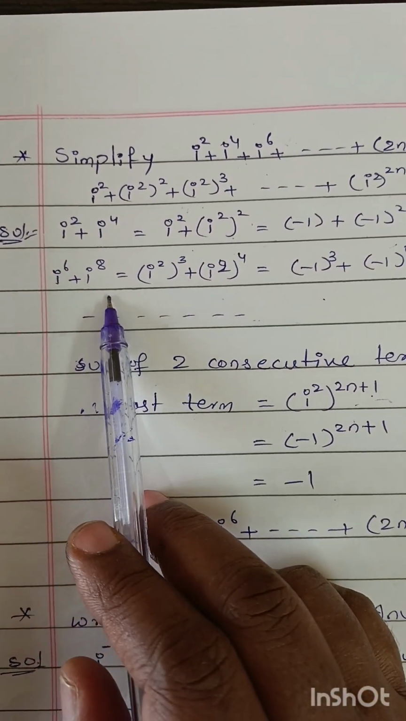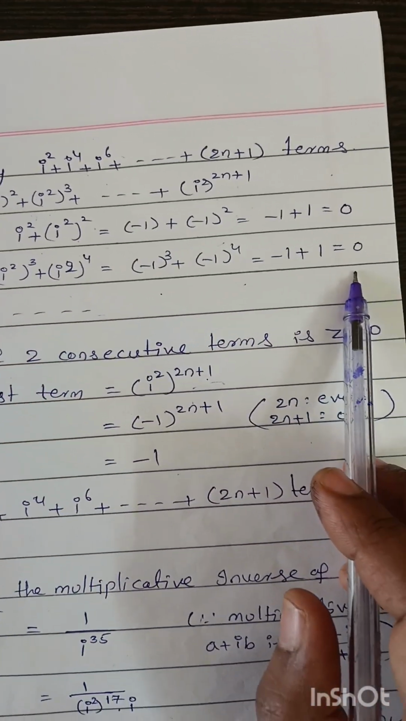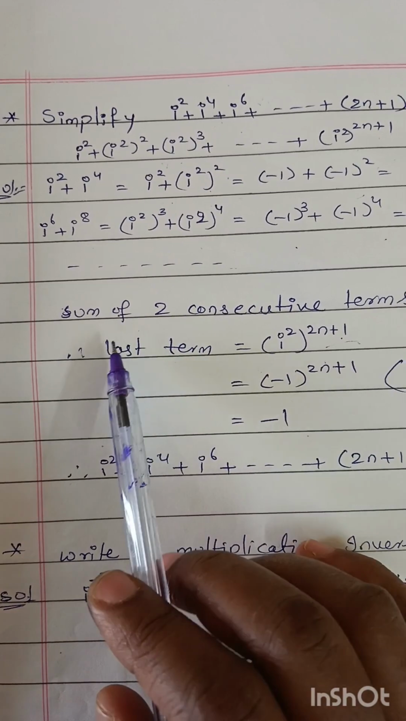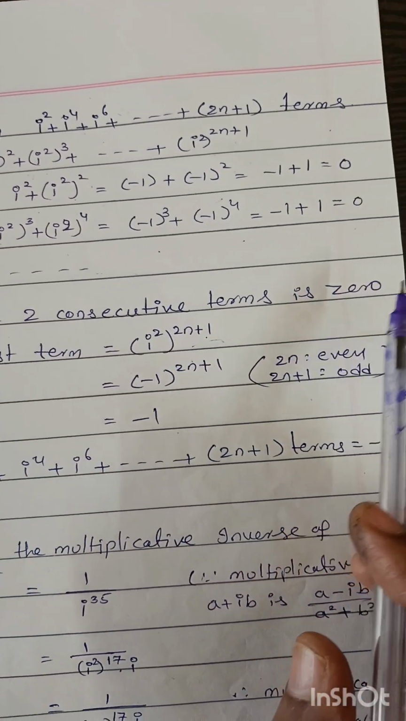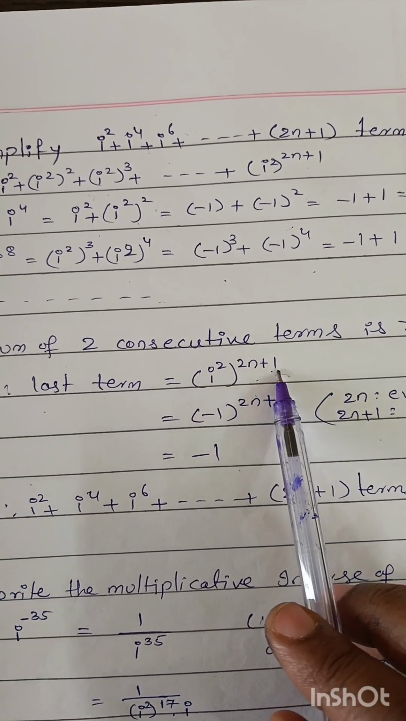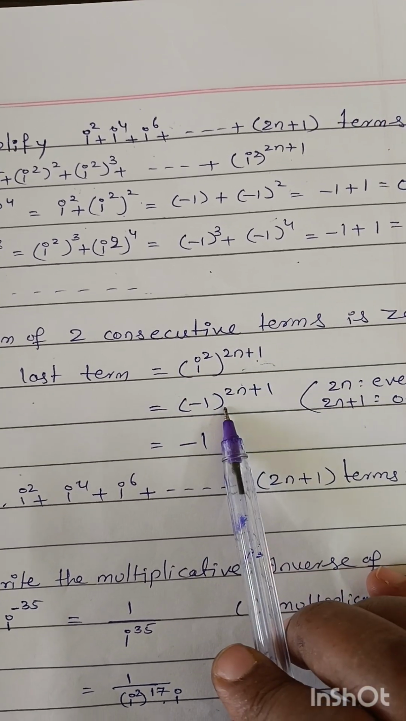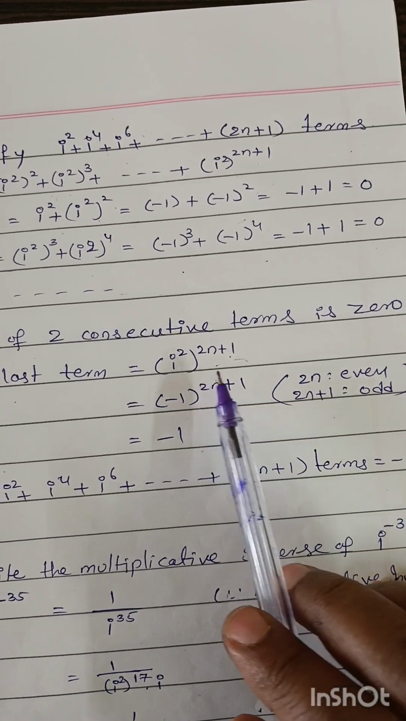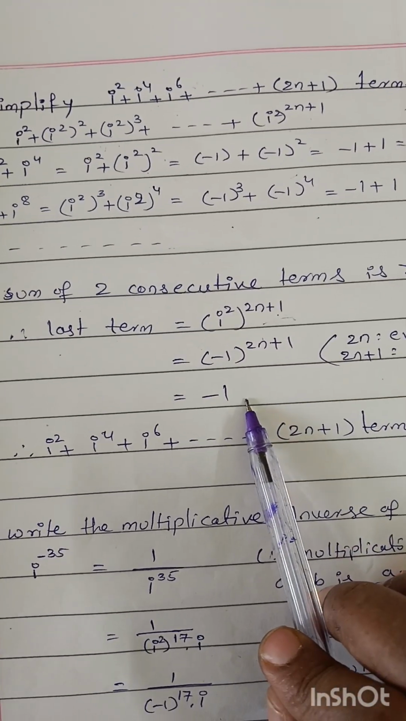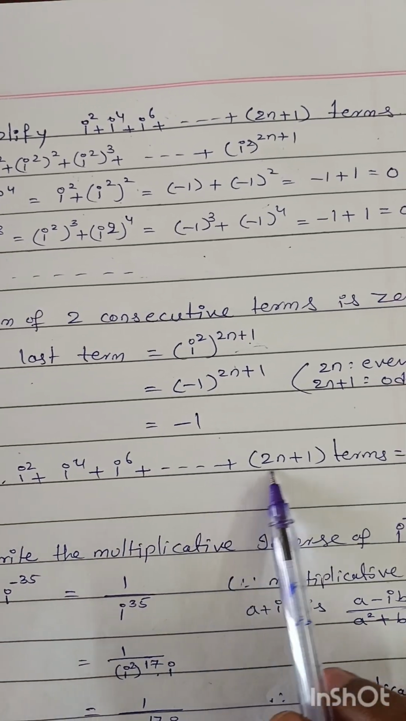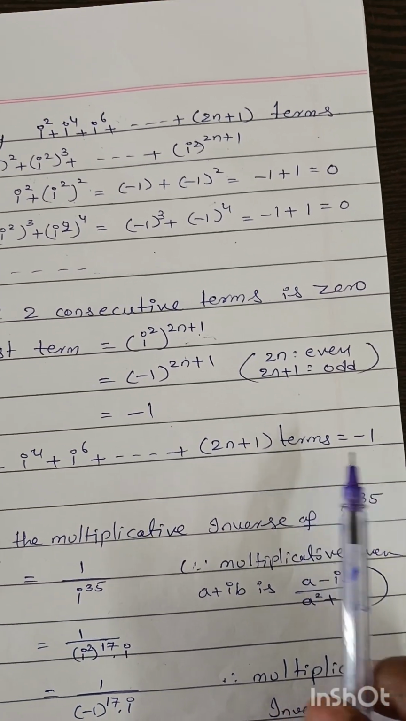i power 6 plus i power 8 value is also equal to 0, and so on. From this we can say that the sum of two consecutive terms is 0. Therefore, the last term is i square whole power 2n plus 1. i square equal to minus 1. Here 2n plus 1 is odd, so minus 1 power odd number is equal to minus 1. Therefore, i square plus i power 4 plus i power 6 and so on, up to 2n plus 1 terms, equals minus 1.